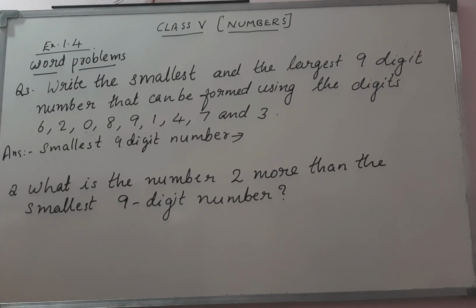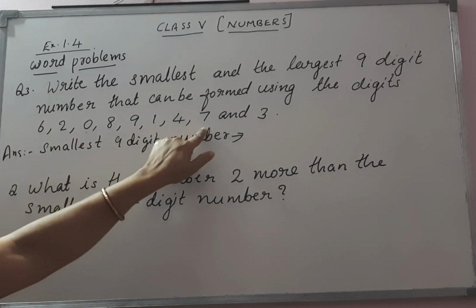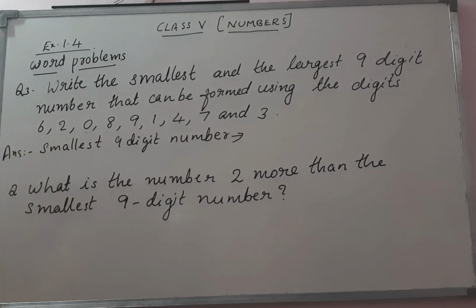So in exercise 1.4, word problems, we are going to solve here. Question number 3 I have written here. Write the smallest and the largest 9-digit number that can be formed using the digits. Digits are 6, 2, 0, 8, 9, 1, 4, 7 and 3. Total 9 digits are given here. Using these 9 digits you have to form the smallest 9-digit number and also the largest 9-digit number.